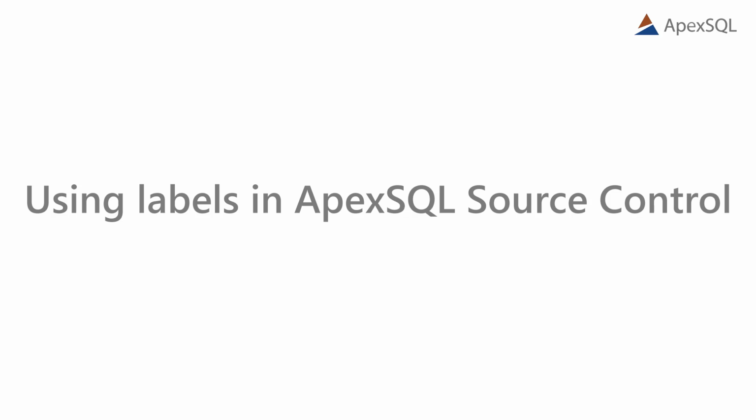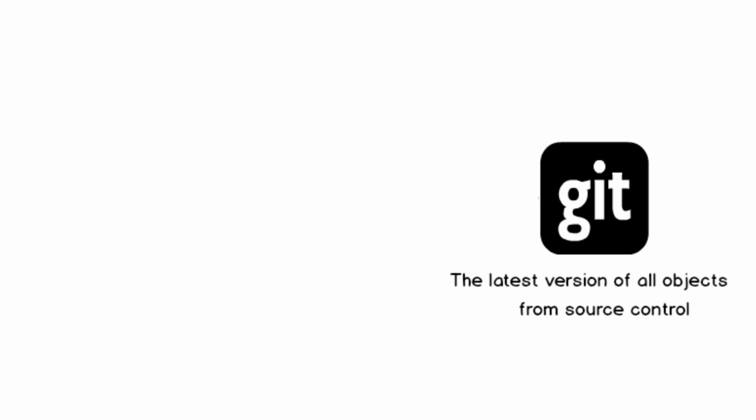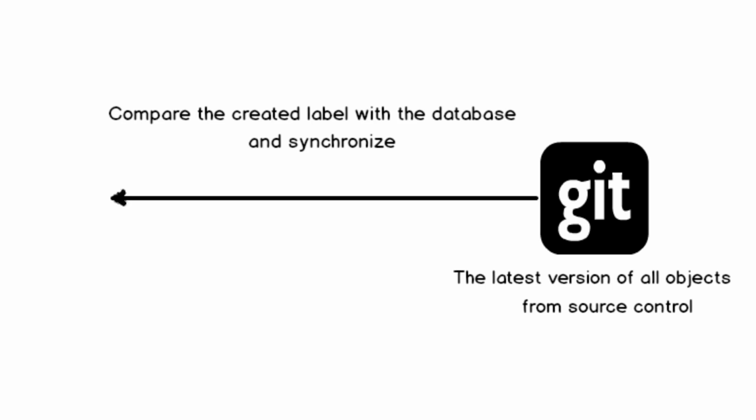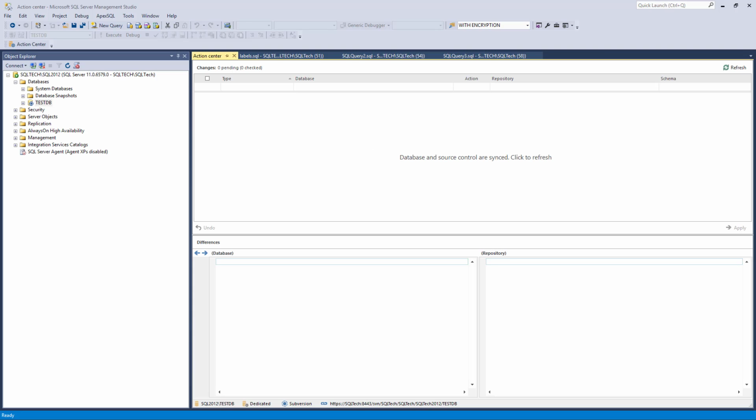Welcome to this video on working with labels or tags in ApexSQL Source Control. Labels or tags represent the current state of the repository at a certain point in time, saved as a checkpoint, so the user can revert back to the created label and apply it against a database at any point. As a starting scenario for this video, we have linked a sample database using the dedicated model and initially committed all objects to the Subversion repository, so the Action Center tab shows no differences.